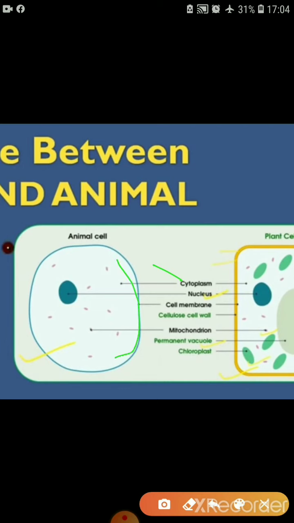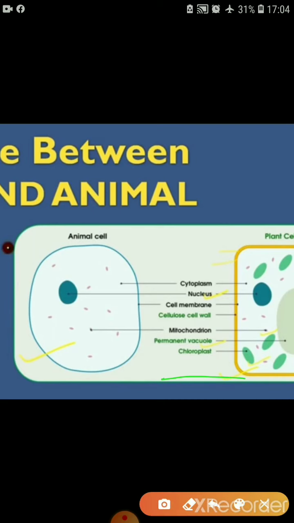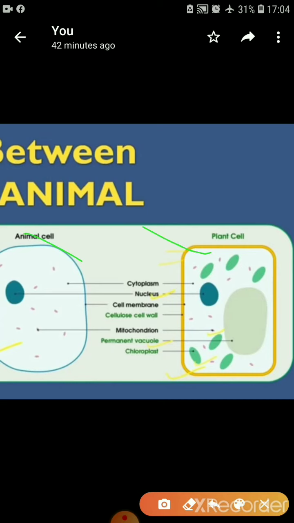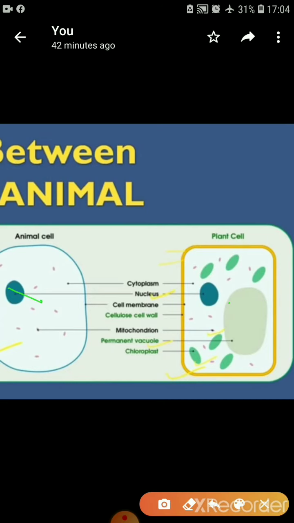Except the cell membrane, remaining all parts except the nucleus. This is the nucleus, this is the cell membrane, and this white structure having pink colored structure is called cytoplasm. So we can say cytoplasm is available in animal cell as well as in plant cell. The nucleus is also present in both animal cell and plant cell. Then cell membrane: animal cell has a cell membrane, and plant cell also has a cell membrane.